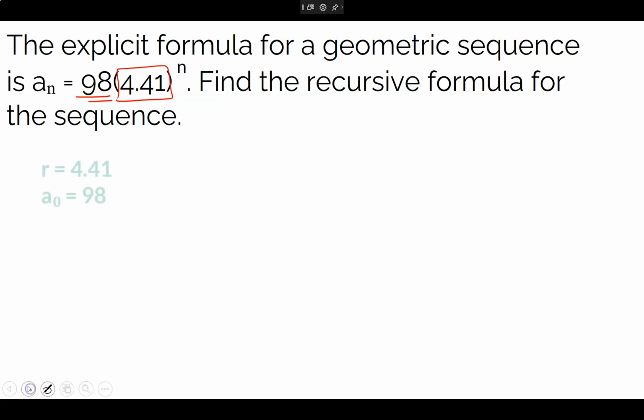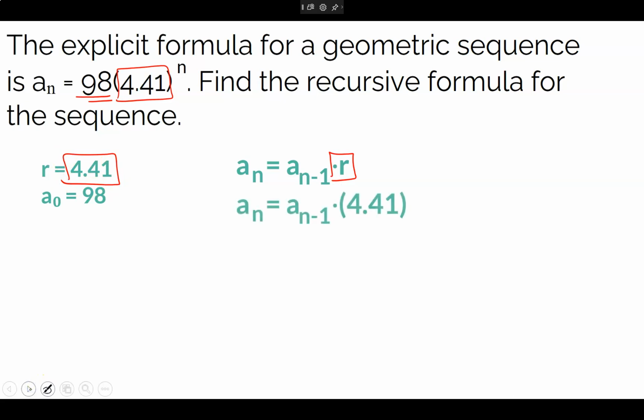That is my ratio. So they have given me my ratio and my A1 value. What do I need for my recursive formula? I just need my ratio. So all I got to do is replace this R with 4.41, and there's our recursive formula. So recursive does not use the first term. So the skill we're trying to show here is, can I rewrite it by knowing what information I need and knowing what information was given to me?